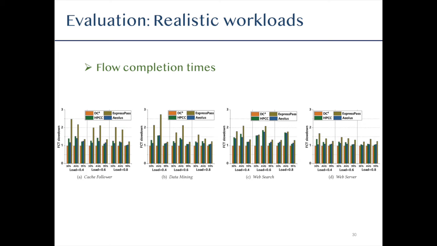This figure shows the FCT slowdown for the 30% shortest flows, the average FCT, and the 99th percentile tail flows FCT under loads of 0.4, 0.6, and 0.8 with 4 realistic workloads. As we can see, DC4 performs better than all the compared schemes.